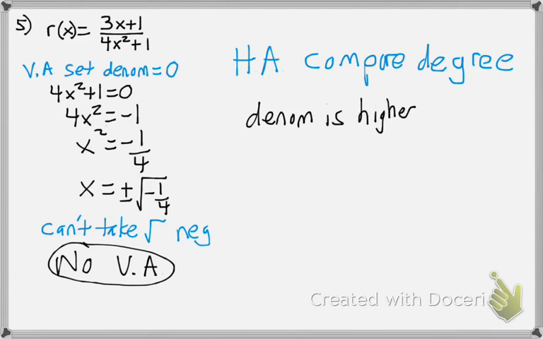So from our three scenarios, this means that y is equal to 0 would be our horizontal asymptote.